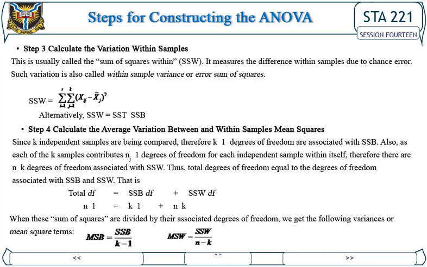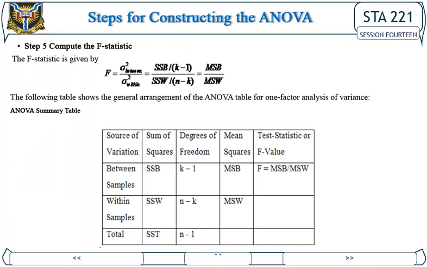That is, when these sums of squares are divided by their associated degrees of freedom, we get the following variances or mean square terms. MSB is equal to SSB over k minus 1. MSW is equal to SSW over n minus k. Step 5. Compute the F statistic. The F statistic is given by F equals variance between over variance within, which is equal to MSB over MSW. The following table shows the general arrangement of the ANOVA table for one-factor analysis of variance.